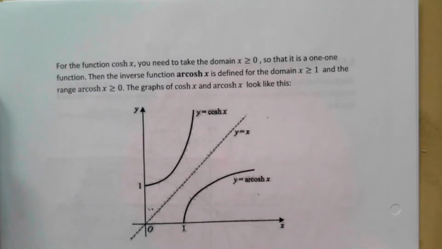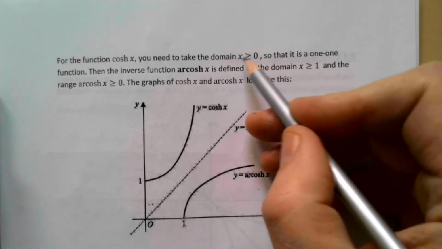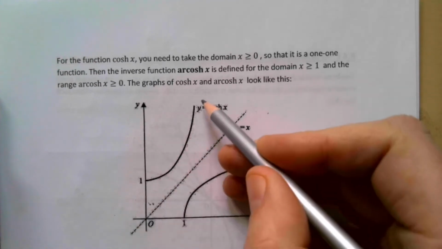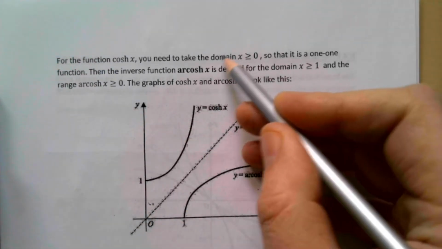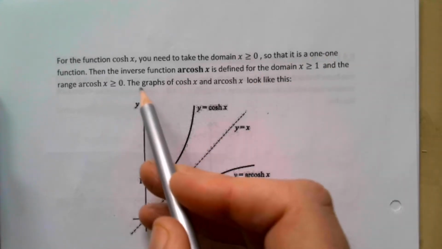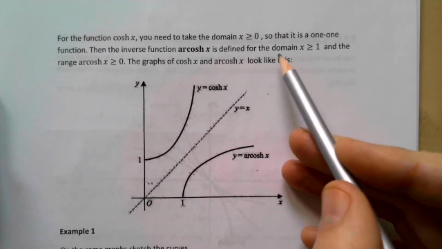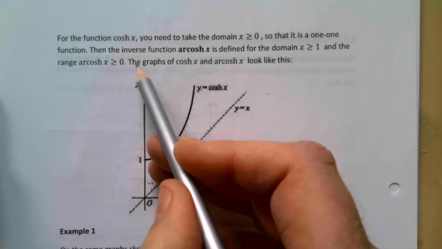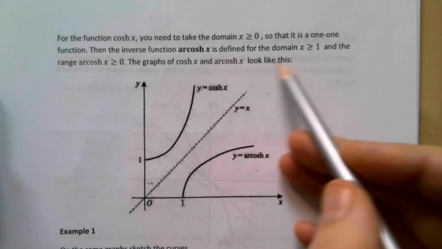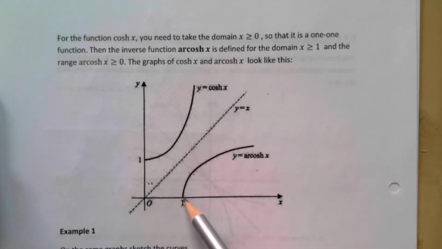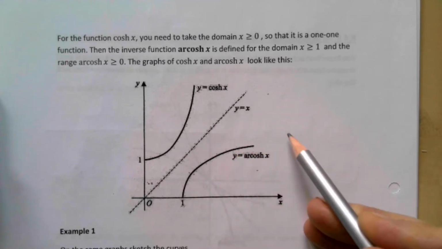Over the page, for the function cosh x, you need to take the domain x greater than or equal to 0, because cosh looks like this, so that's not a one-to-one function and we need to cut it short. So we're taking this domain as x greater than or equal to 0 so that it's a one-to-one function. Then the inverse function arcosh is defined for the domain x greater than or equal to 1, and the range of arcosh is greater than or equal to 0. The graphs of cosh and arcosh look like this. So there's cosh, if you remember from the previous videos, and then arcosh is going to look like that.